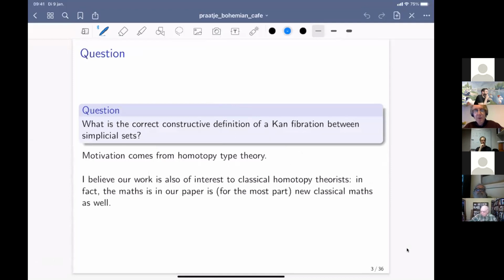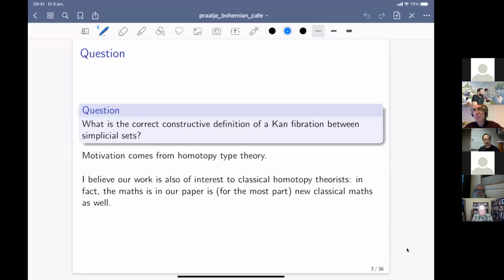The first thing I want to do is to motivate why we would be interested in answering this question, also from a logical perspective. The answer is that the motivation comes from homotopy type theory. So we'll start by saying something about why homotopy type theory would lead someone to ask this particular question. There is this logical motivation for it.